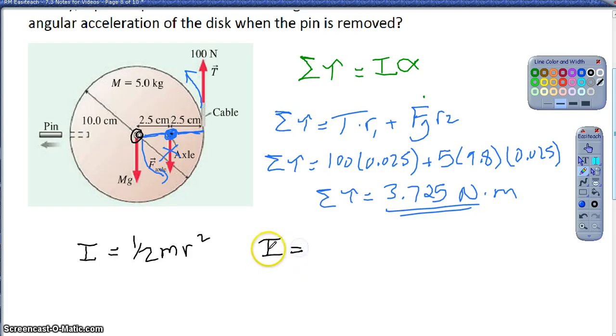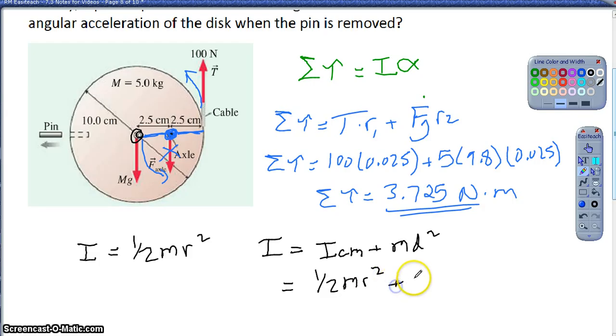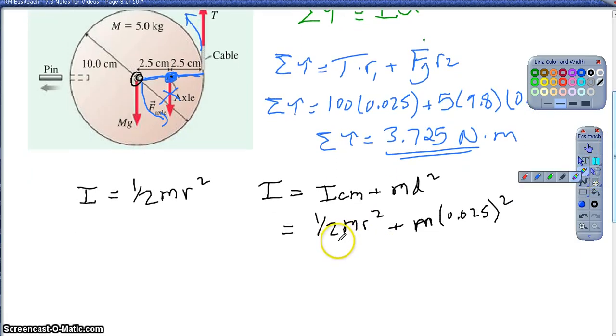The parallel axis theorem says the moment of inertia for an object pivoted somewhere other than its center of rotation is going to be the moment of inertia about the center of mass, which is 1/2 mr squared, plus m times d squared. So my moment of inertia is 1/2 mr squared plus m times that distance squared. In that case, the distance away would be that 0.025 meters squared. So all I have to do then is use the parallel axis theorem for this one, and it's actually not too bad.